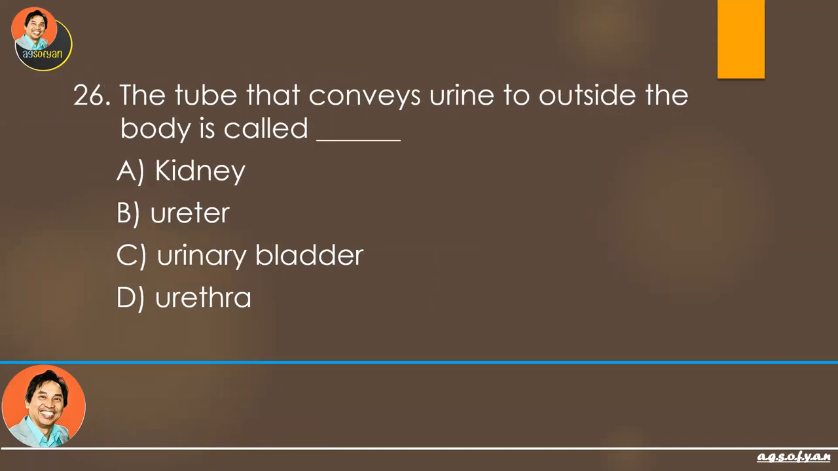The tube that conveys urine to outside the body is called, so that's going to be the last tube. Kidney, ureter, bladder, and this should be this one. So what do you call this tube? The last tube is called the urethra.